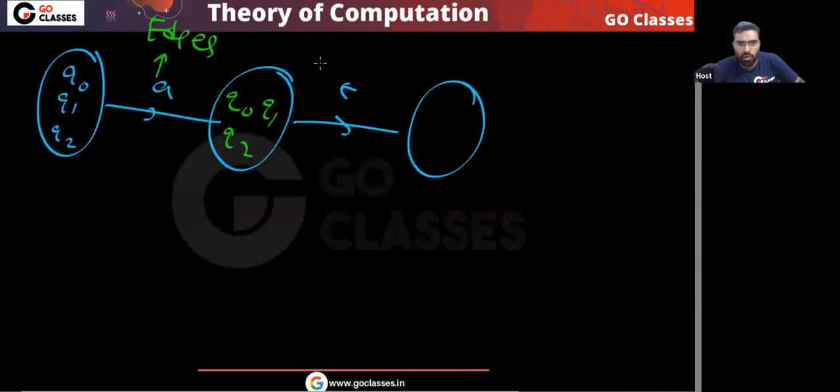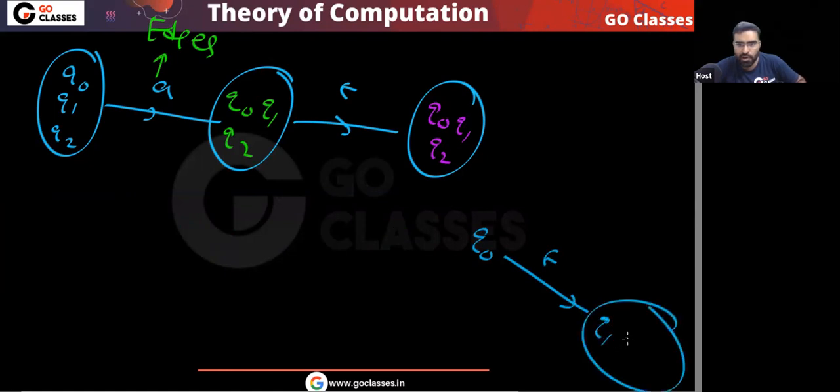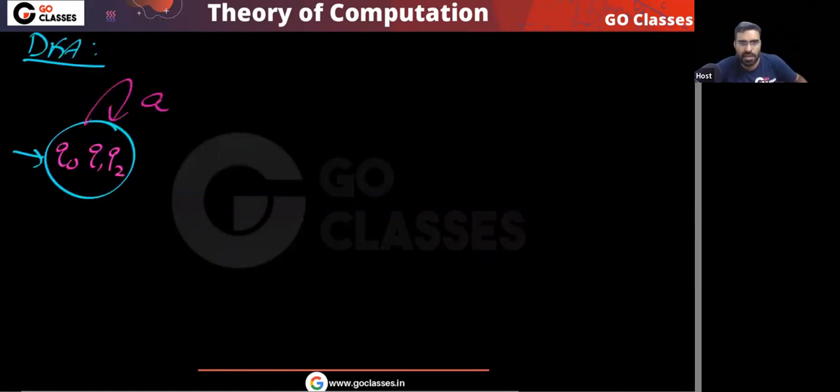So I can say like this. Next, tell me where they will go for free. For free, they will go to Q1, Q2, Q0. Because you can notice that this Q0 for free, it will go to Q0, Q1, Q2. Okay, so this is the idea. So I can say that there will be a self loop.